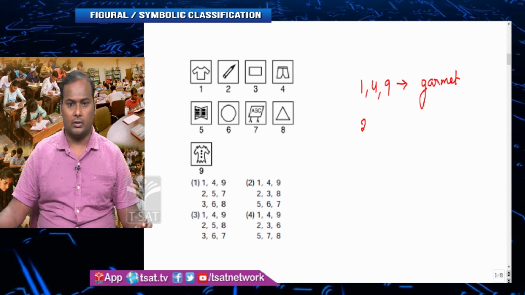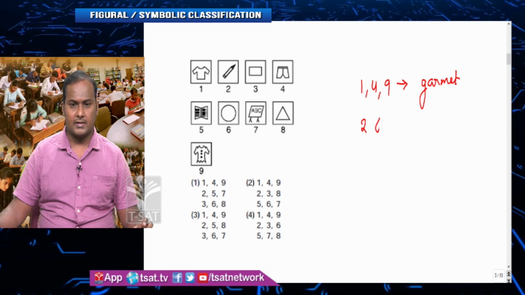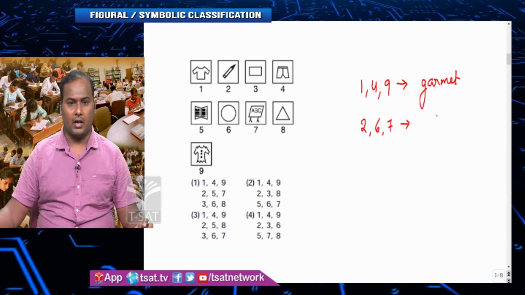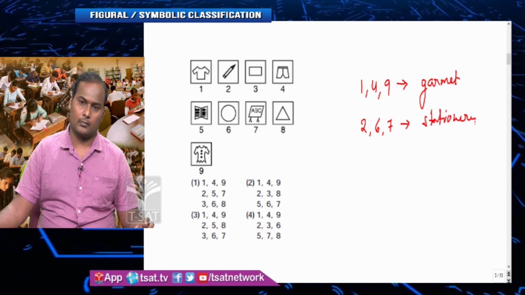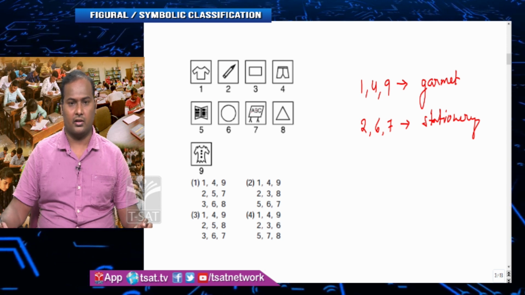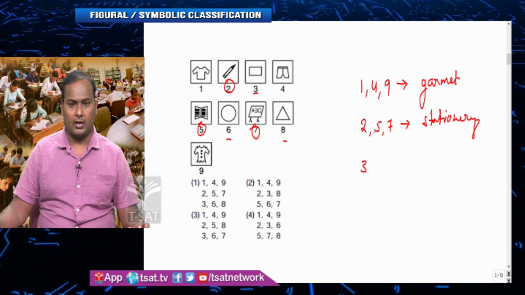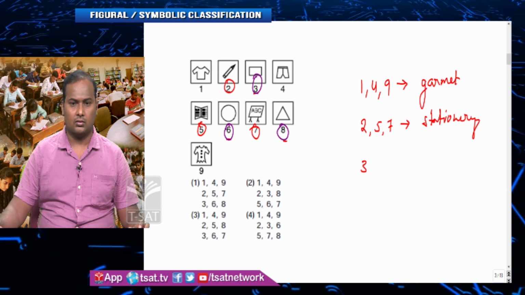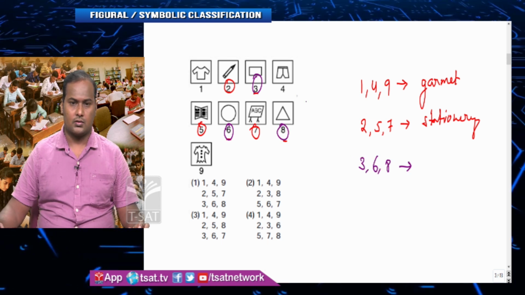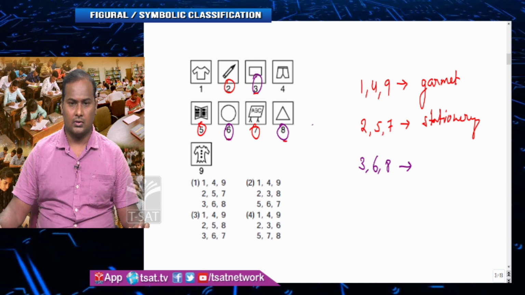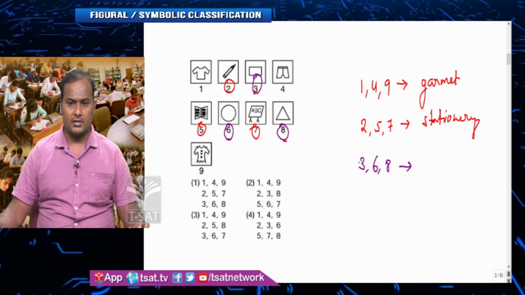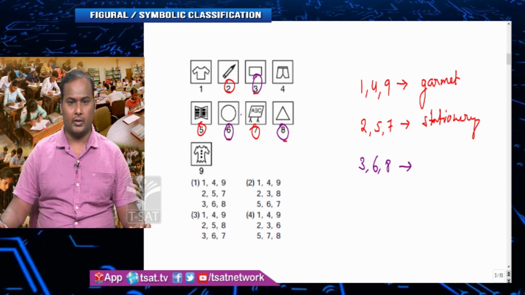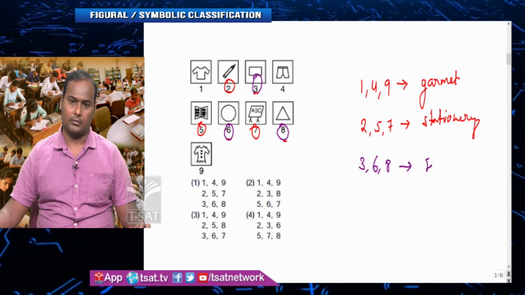So for figures 2, 5 and 7, these three can be classified based on the character of stationery, and he is talking about all stationery items here. The remaining group, that is 3, 6 and 8: 3 is a square, 6 is a circle, and 8 is a triangle. So 3, 6, 8 I can group as the symbols you see in geometry. So symbols belong to geometry.